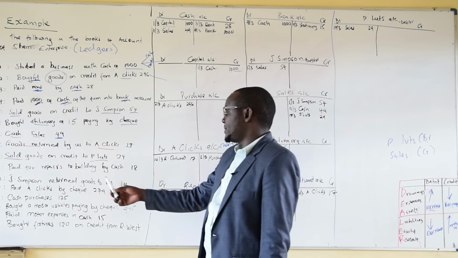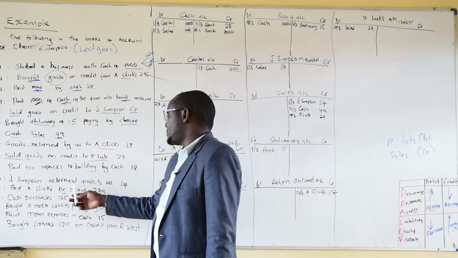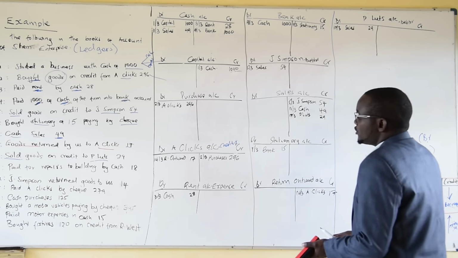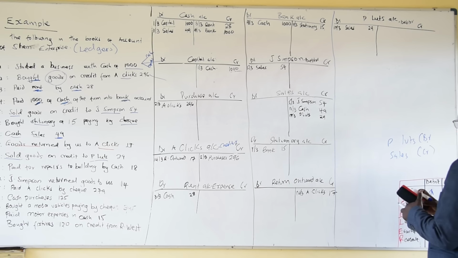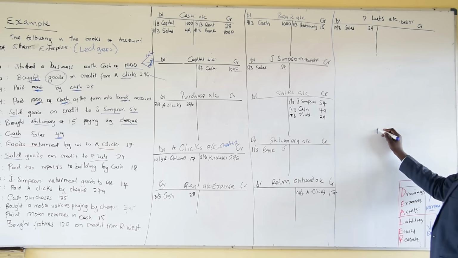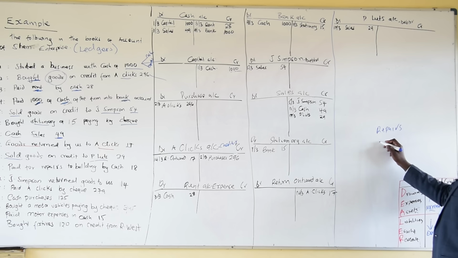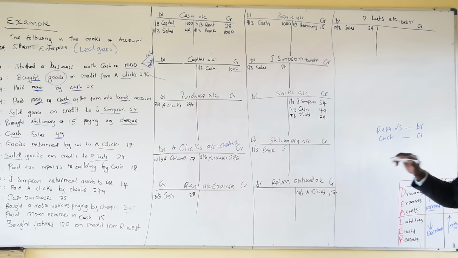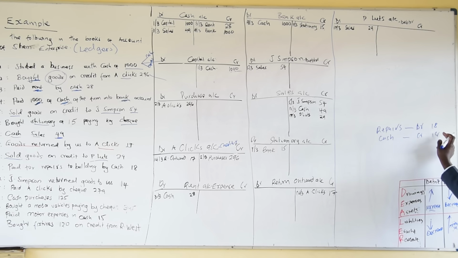So the next one, you are told paid repairs to building by cash 18. When you pay for repairs, it means our repairs are increasing. So here we have two accounts, repairs and cash. Repairs means we are incurring a cost. So there is an increase in an expense. Increase in an expense is a debit. Our cash is reducing. Decrease in an asset is a credit. So with that amount of 18, we debit repairs and we credit cash.